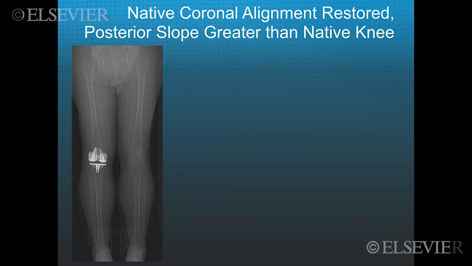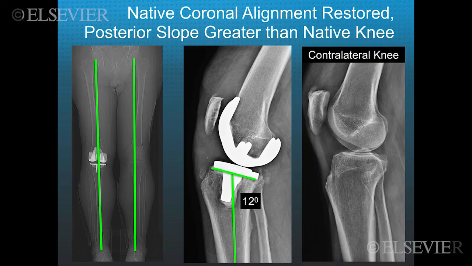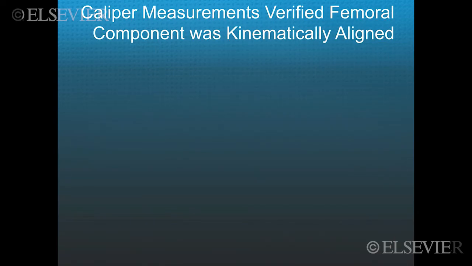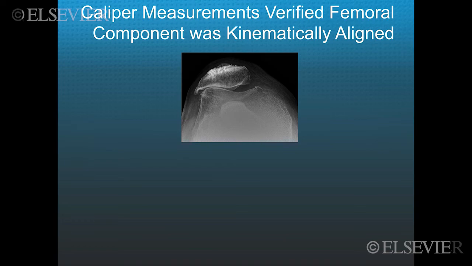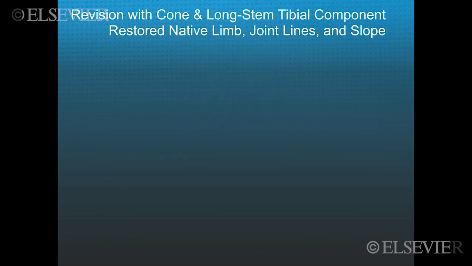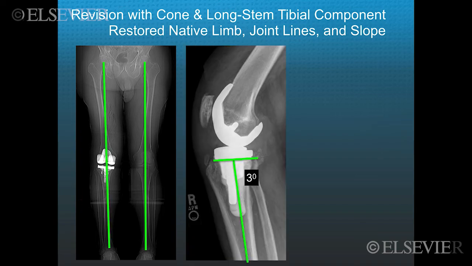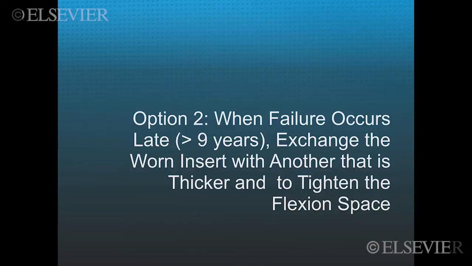So here's a patient that had native coronal alignment restored, posterior slope greater than native, and this was the patient I showed earlier where I made a surgical error. There was just no excuse for placing this slope at 12 degrees, and the contralateral knee was 2. Once again, this patient had patellofemoral arthritis. All the cuts were appropriate after we compensated for the wear and the kerf of the blade, and so we achieved kinematic alignment of the femoral component. So we just revised it with a cone and a long stem, and once again restored the native limb, joint lines, and slope. So there's the slope at 3, and our target was 2, so we hit it quite nicely.